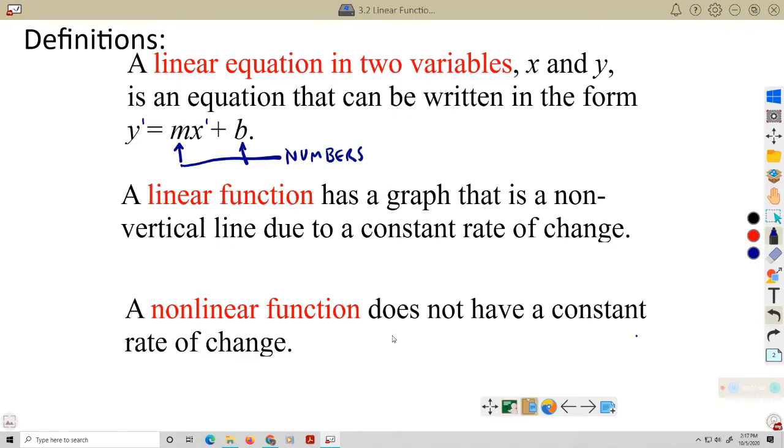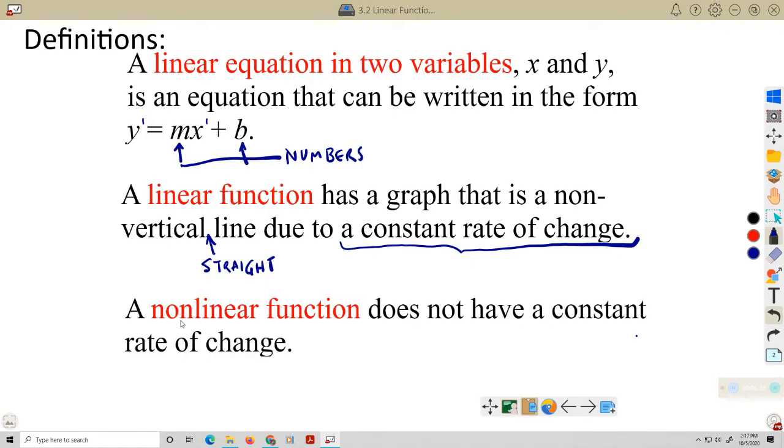Second, a linear function. It has a graph that is a non-vertical straight line, just so we are making sure that we're all talking the same thing here, that when we say line, it has to be straight. And this is due to a constant rate of change. So we'll talk about this some more in a bit. But that constant rate of change is what causes the line to be straight.